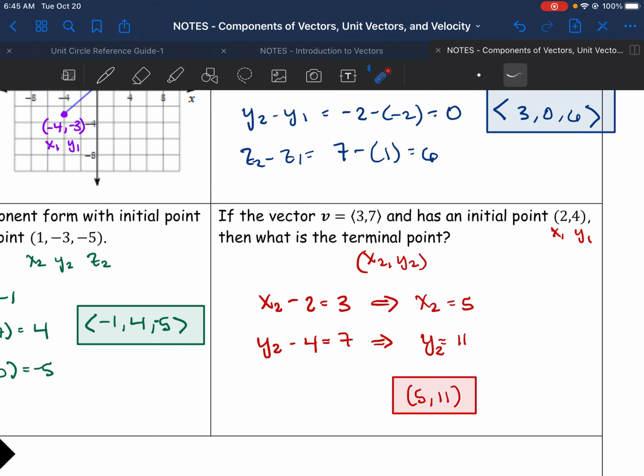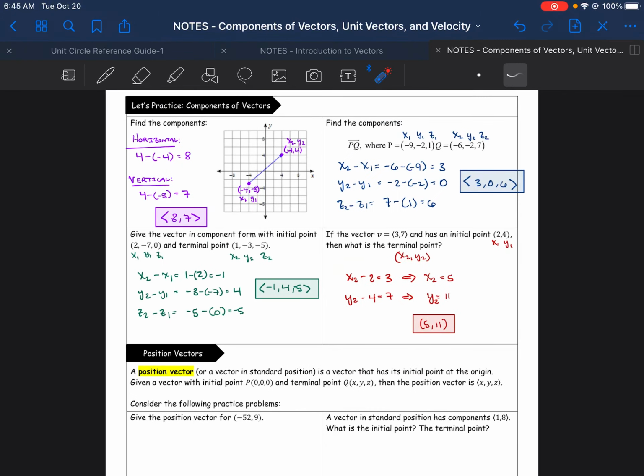And if we wanted to, we could do a quick check just to make sure our work is correct. So if this is x2, this is y2. If we did x2 minus x1, well, 5 minus 2 would equal 3. Check. And then if we did y2 minus y1, 11 minus 4 equals 7. Check. Everything turns out good.